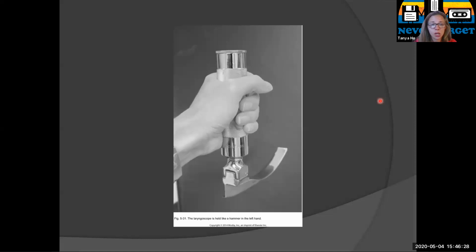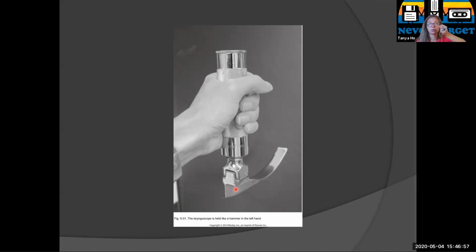Here's a picture of how it looks when somebody's holding the blade. You'll notice here it's held like a hammer, and you hold it like this. You always hold it in your left hand. It doesn't matter if you are right-hand dominant or left-handed, it's always held in your left hand. And you can see here, there's a little groove right here, and it goes down. That's supposed to be like a shovel to get the tongue out of the way.